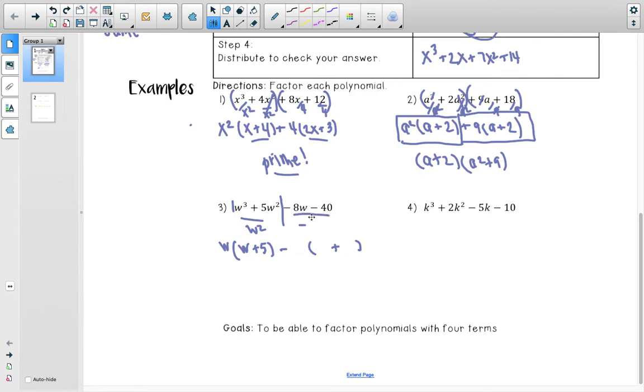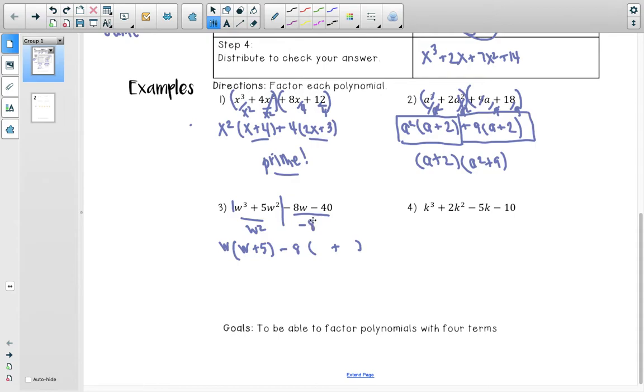And then we have to ask ourselves, is there a number in common? Well, 40 is divisible by 8, so that's our number. So we factor out an 8. Now, I should back up, sorry. This has a W, this doesn't. So there's no variable in common. So now when you do this division by negative 8, you have a negative times a negative, which is a positive. So you have to remember that, or it makes a world of difference.